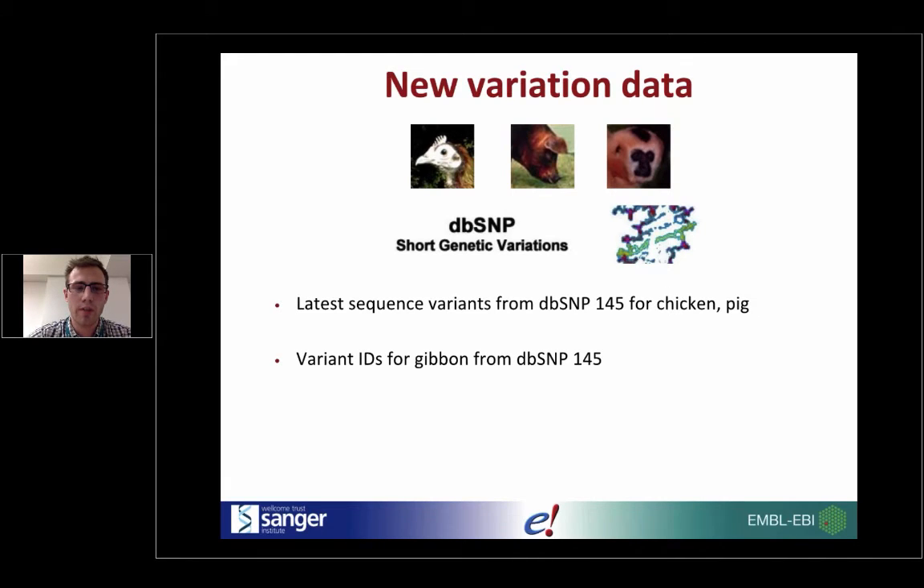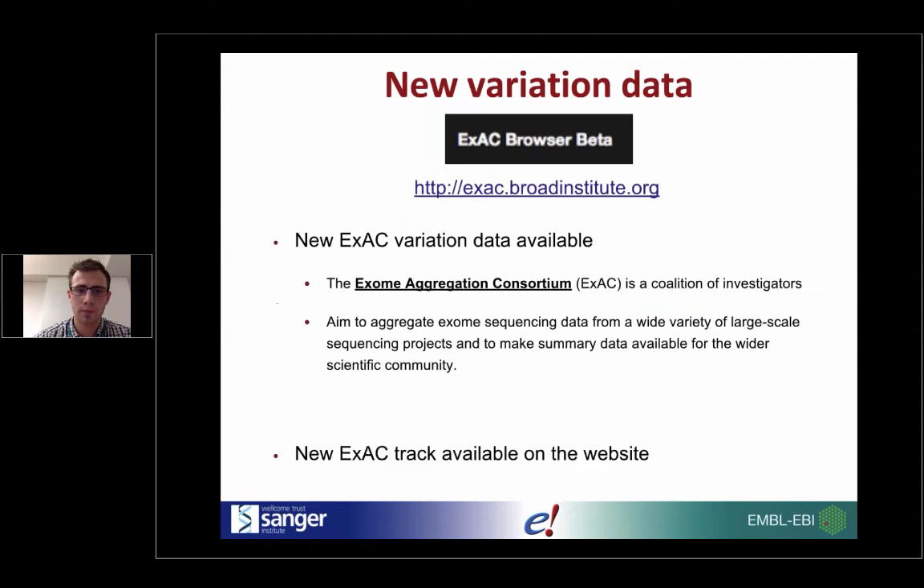We also have the latest sequence variants from dbSNP 145 for chicken and pig. And we've also imported the variant IDs from dbSNP 145 for gibbon. Finally, for variation data, we also have the new ExAC variation data available.